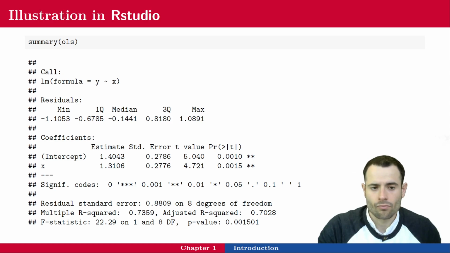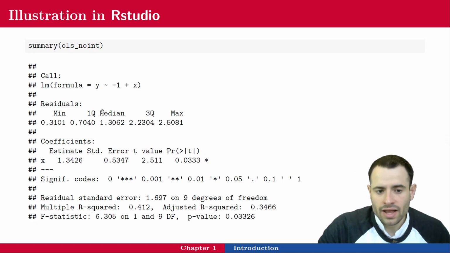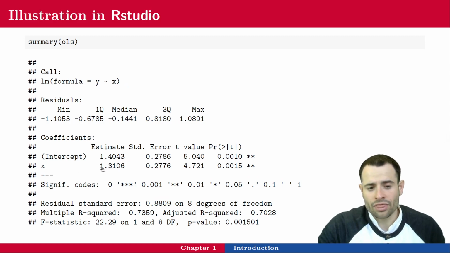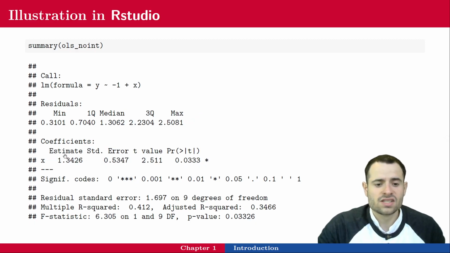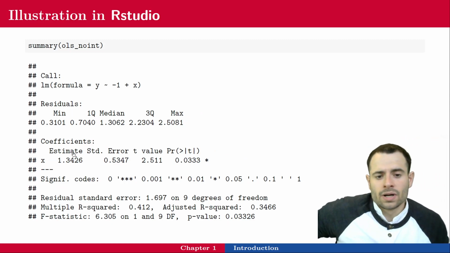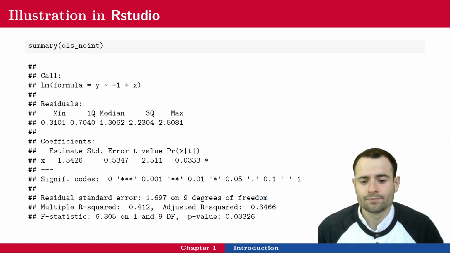If I have no intercept, everything is exactly the same, but now you can see that in my estimates, I don't have any intercept anymore. I only have the main coefficient. And in fact, it's pretty close to what I had before, 134.26 versus 131.06. Still a pretty bad estimate. But the lack of precision comes from the fact that our sample is too small.